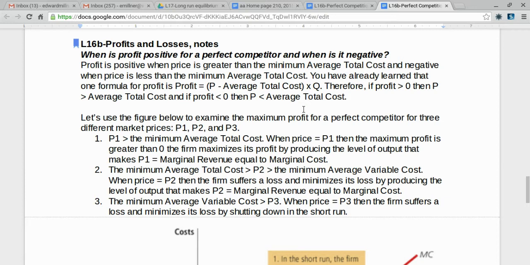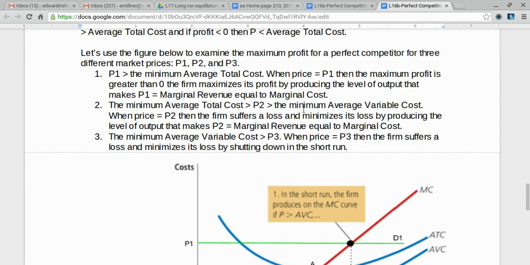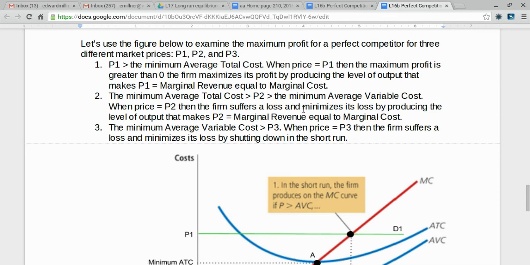You've already learned that one formula for profit is the difference between price and average total cost multiplied by quantity. Therefore, if profit is greater than zero, then price is greater than average total cost, and if profit is less than zero, then price is less than average total cost. Let's use a figure I've got in my notes to examine the maximum profit for a perfect competitor for three different market prices: P1, P2, and P3.